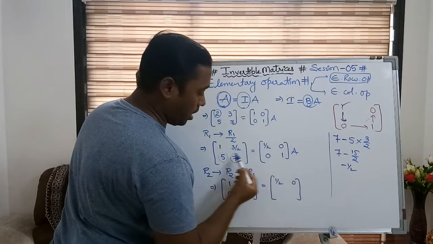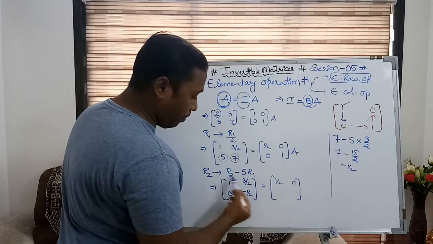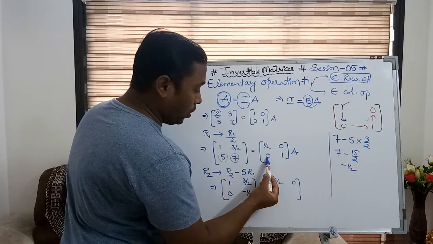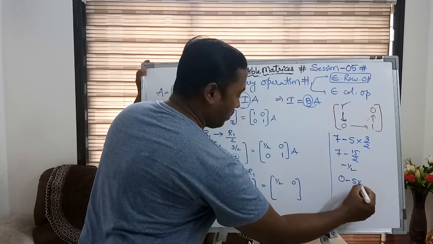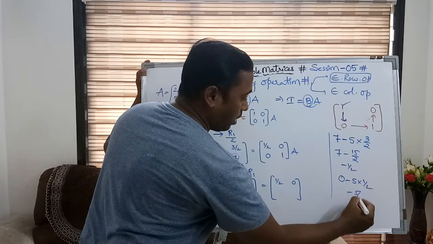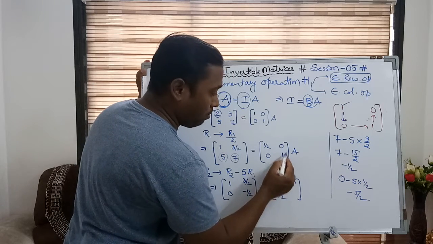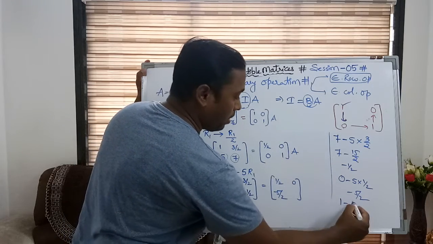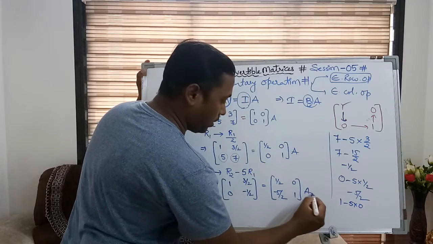यहाँ भी आपको change करना है, complete row to change होना चाहिए दोनों matrices के अंदर with the help of same operation. तो 0 minus 5 times of 1 by 2, that is minus 5 by 2. It would be minus 5. 1 minus 5 times of 0, that is 1. So this is the result.